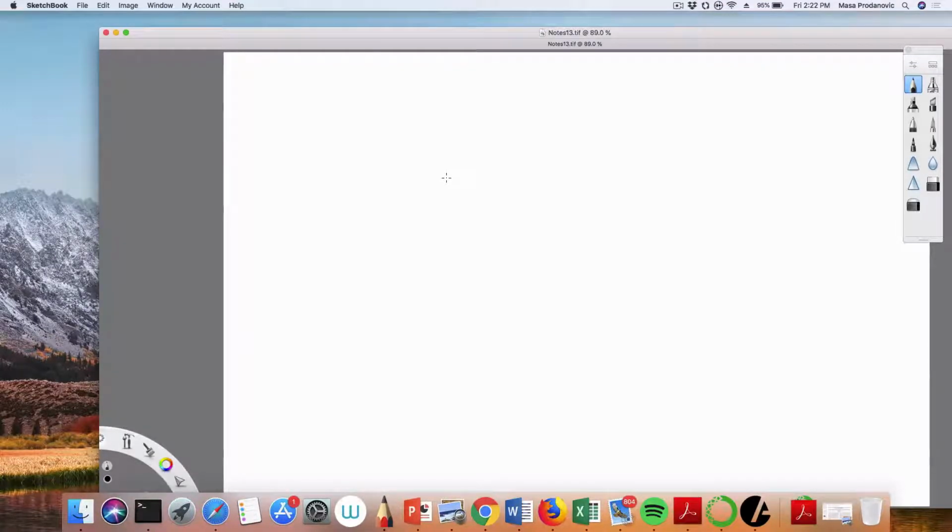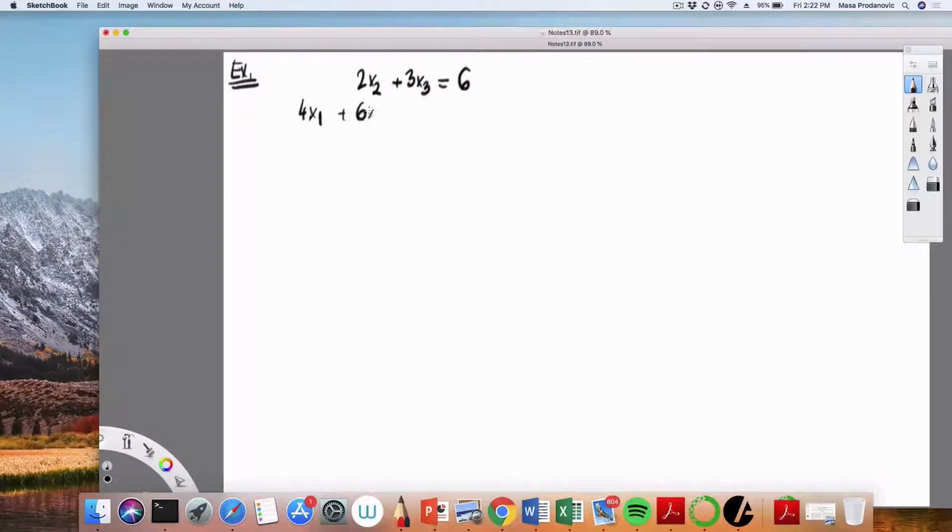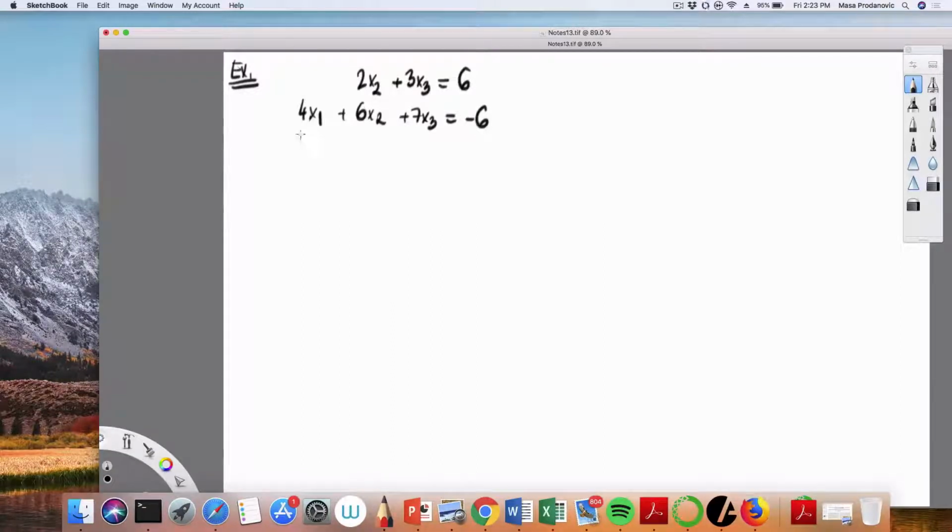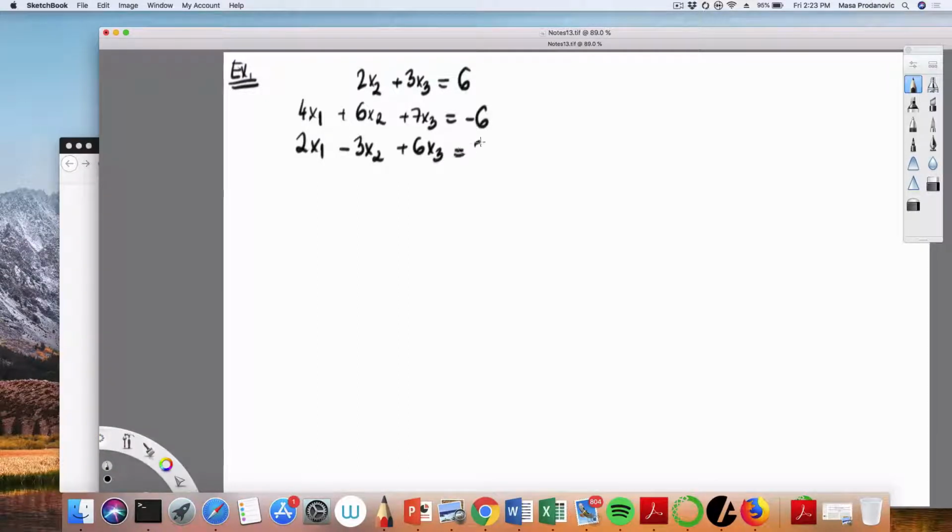Okay, so let's do the following. I have 2x2 plus 3x3 is equal to 6. 4x1 plus 6x2 plus 7x3 is equal to minus 6. 2x1 minus 3x2 plus 6x3 is equal to 2.